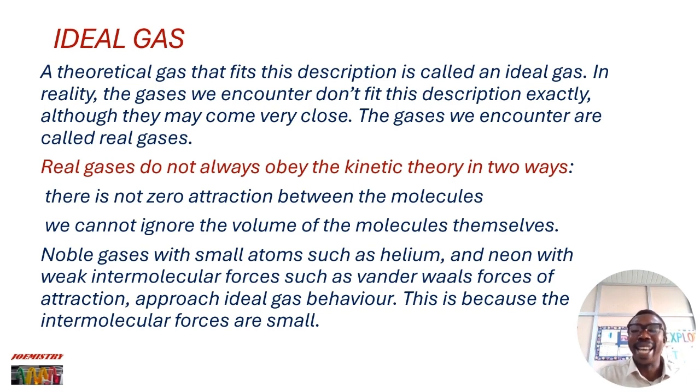Any gas that obeys the kinetic theory of gases completely is called an ideal gas. A theoretical gas that fits this description is called an ideal gas. In reality, the gases we encounter don't fit this description exactly, although they may come very close. The gases we encounter are real gases. In real gases, such as ammonia, chlorine, hydrogen, nitrogen, there are intermolecular forces of attraction or repulsion between the molecules. And the volume of these gases is not negligible. The volume is very significant. So real gases do not always obey the kinetic theory in two ways.